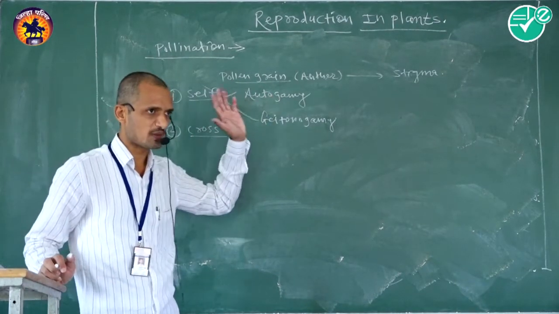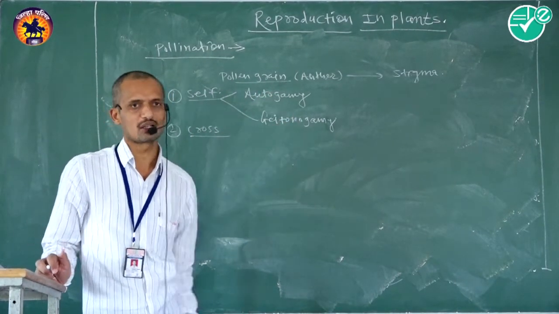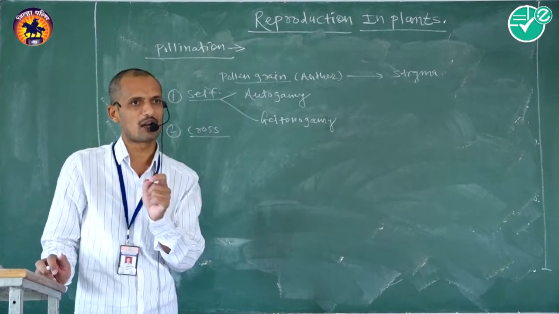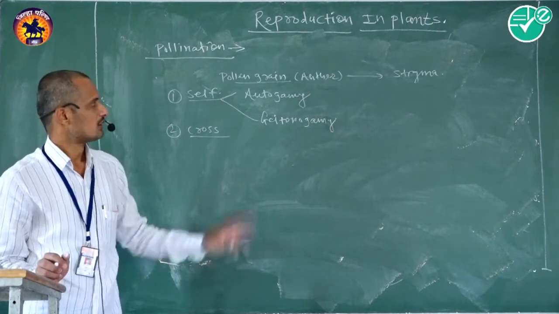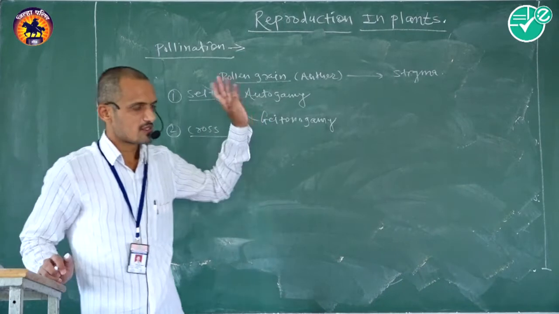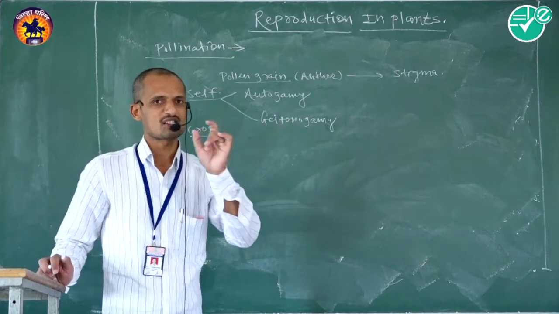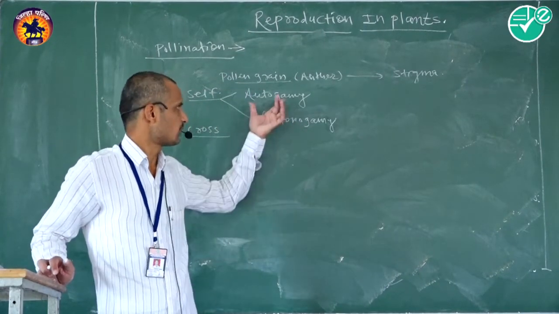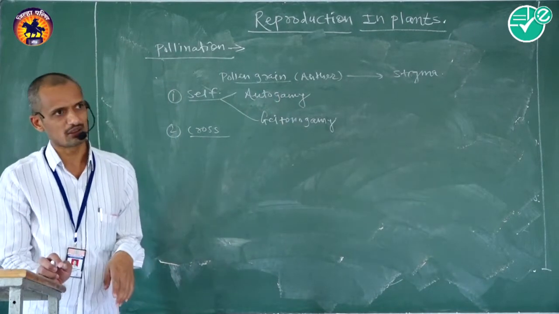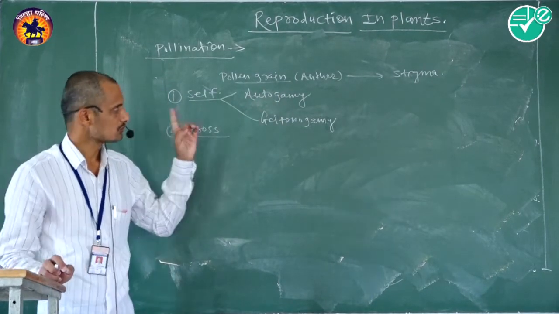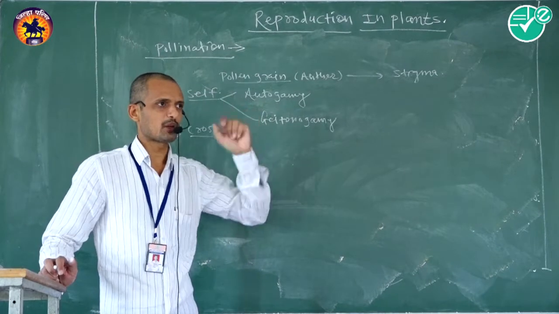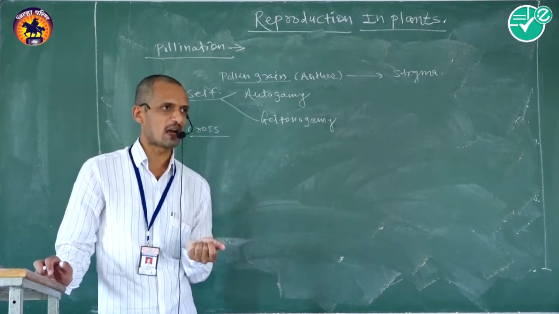Autogamy means transfer of pollen grains from the anther to the respective stigma of a single flower located on a single plant body. An example of autogamy is groundnut.